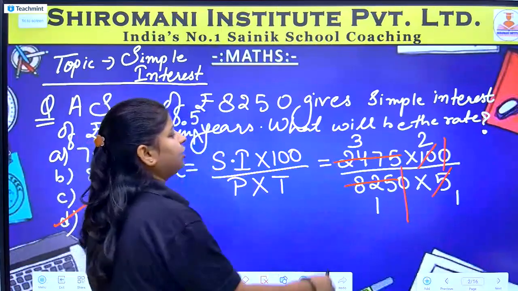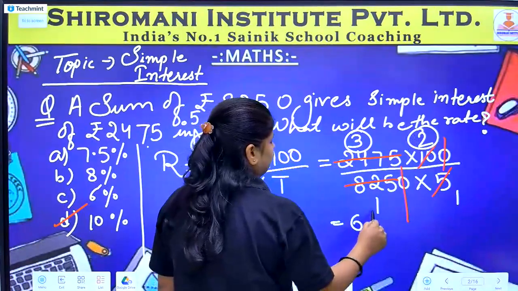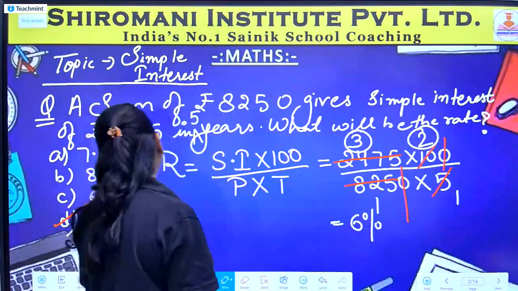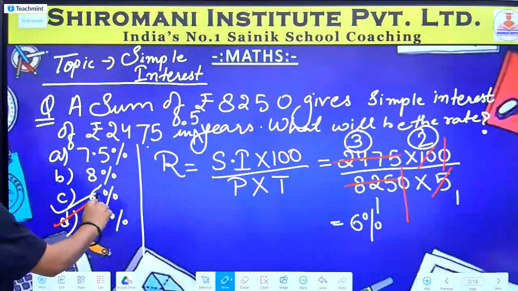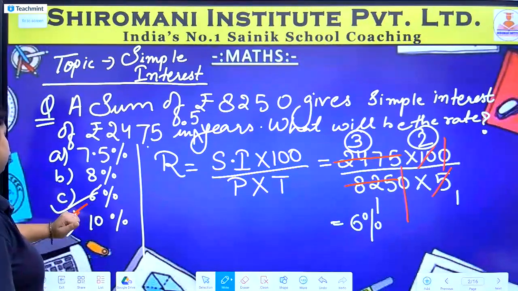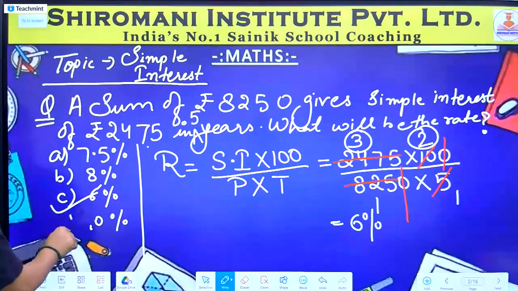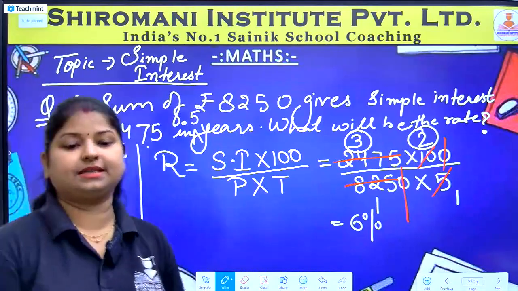And now you are left with what? 3 and 2. 3 2s are 6%, that is your answer. That is option C, right? 6% is your answer. That is option C.